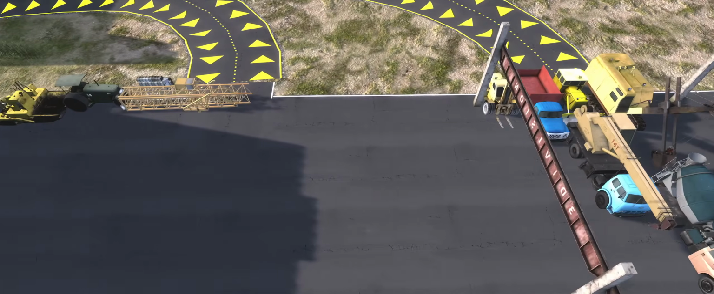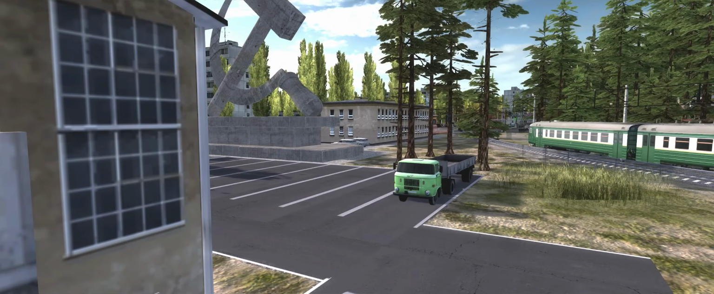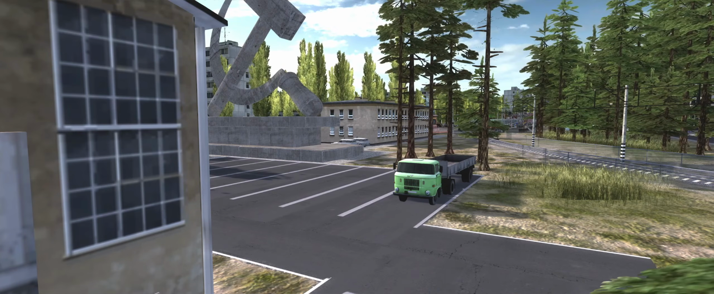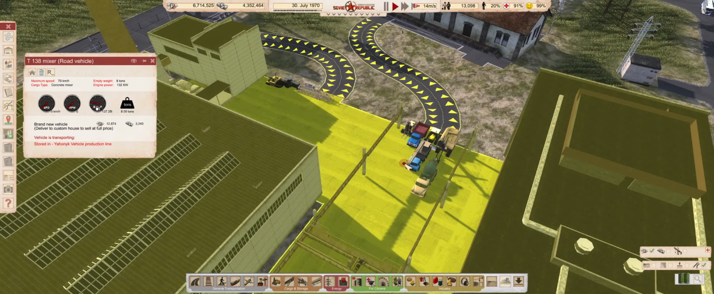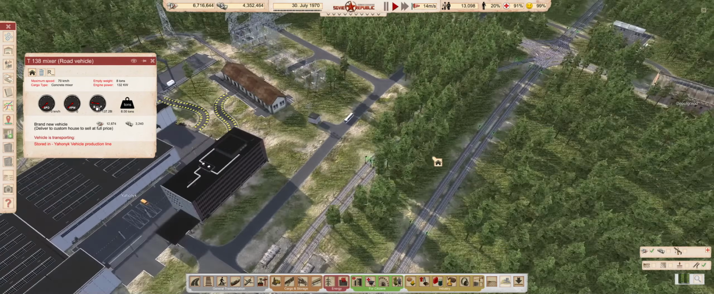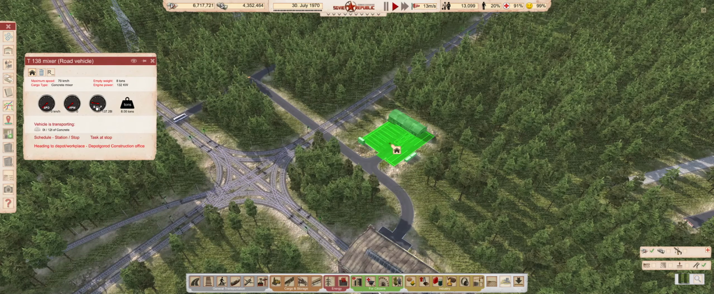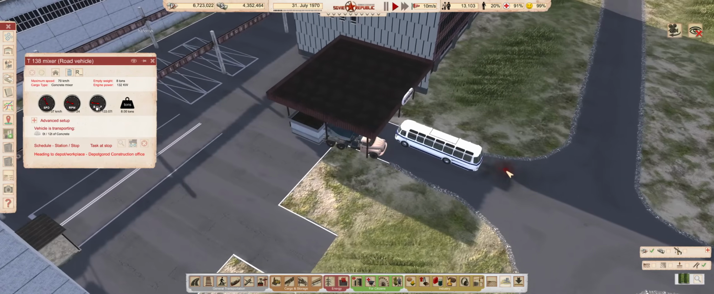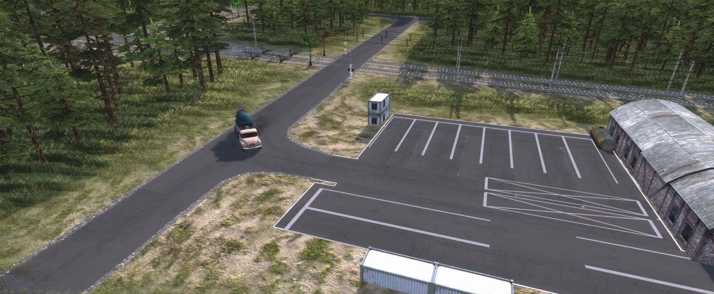Once you are at the point where you are producing your own trucks and machinery, you'll need a way to distribute them around your republic. The easiest way is to use the icon with the house on it. It will assign that vehicle to a depot, construction office, or wherever you want them to go. The vehicle will leave and drive to its new home.